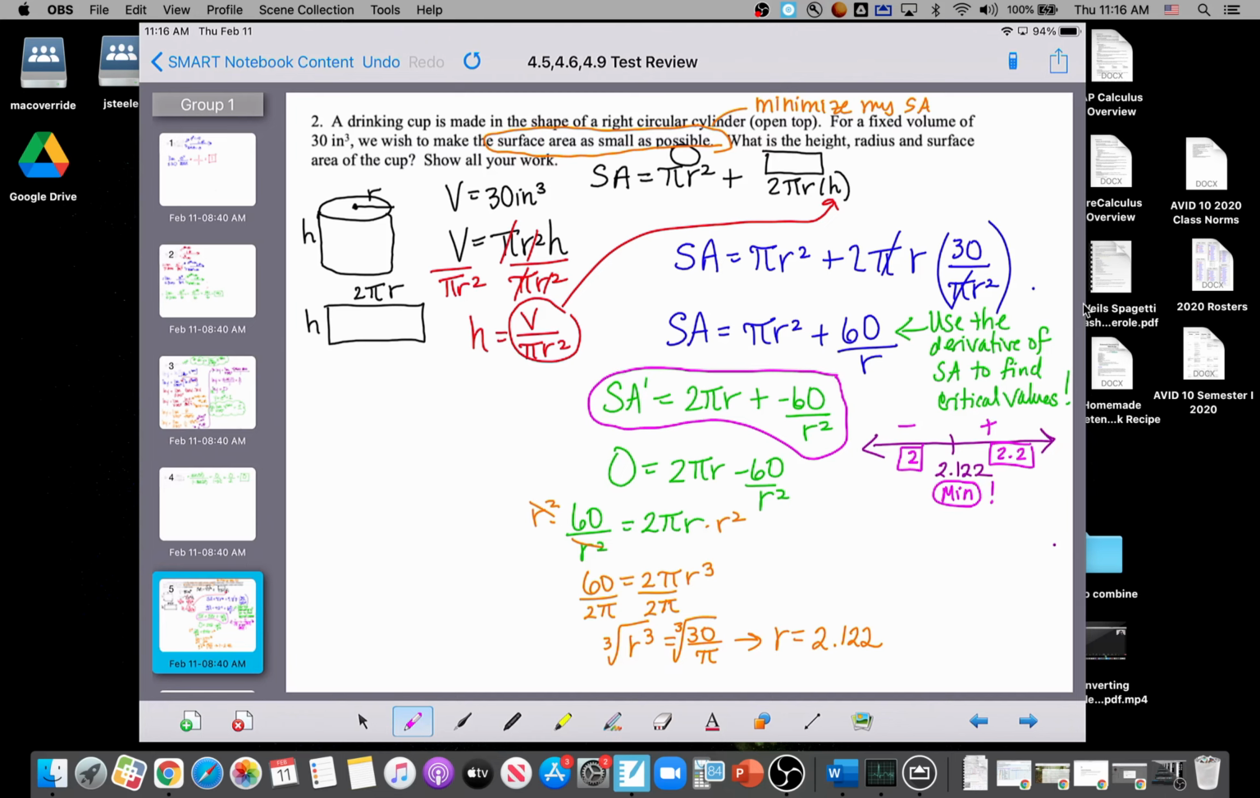Okay? And so now that I know that, the radius that is going to give me the smallest surface area possible is going to be 2.122. So this is part of my solution. But I was also asked to find the height and the surface area. Well, I have an equation for height. Height was equal to the volume divided by pi r squared. So I will just plug my 30 in for volume, and I will plug my 2.122 in for radius, and grab my calculator. And when I type that in, I get that my height is equal to 2.121.